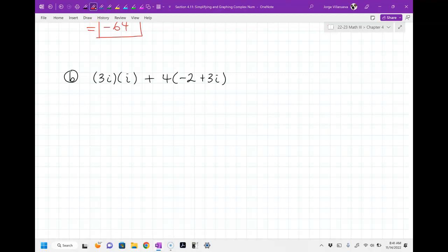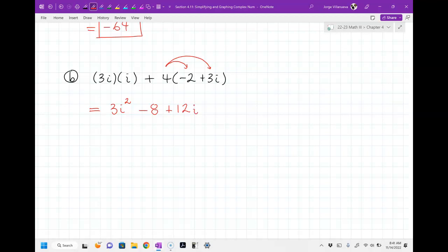So what is 3i times i? 3i squared. Okay, perfect. Now, the next part we're going to have to distribute, okay? So 4 times -2, that's -8. 4 times 3i is 12i.